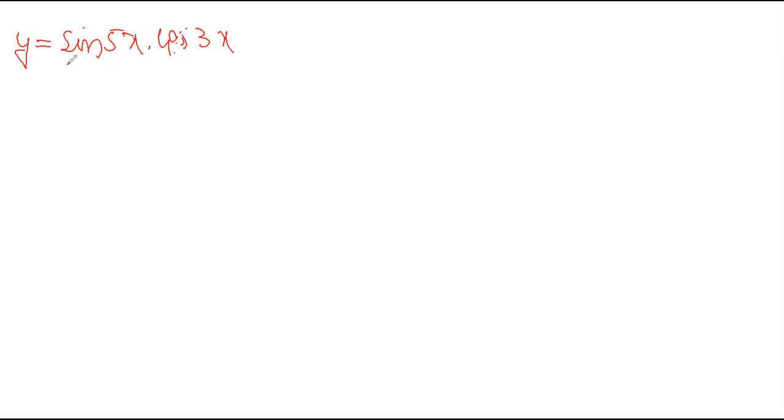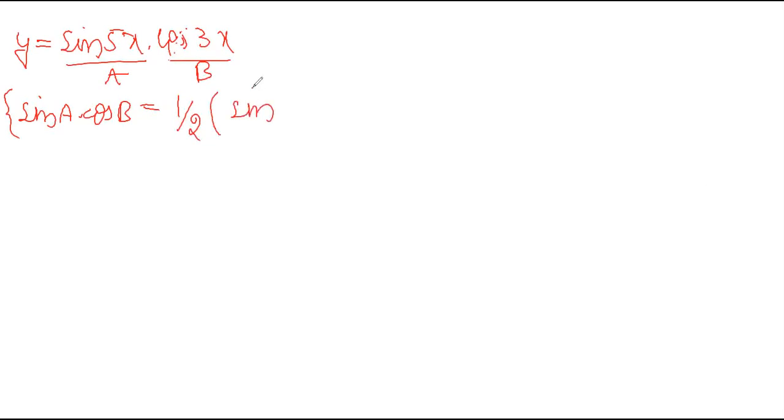What is the sin A cos B formula? I write here sin A cos B. What does sin A cos B mean? It is 1 by 2 into sin of A plus B plus sin of A minus B. Remember this one.